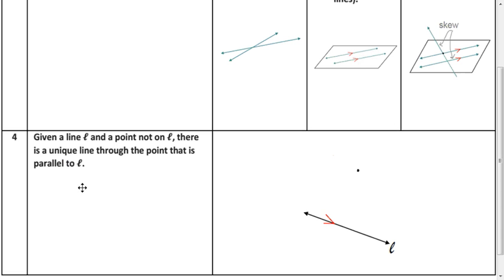And here we have the parallel postulate. So we have a line and a point that's not on it. There's exactly one line that you can draw through the point that's parallel to that original line. So see if you can draw that line that satisfies the conditions. So there we have it. Draw your little chevrons on there.